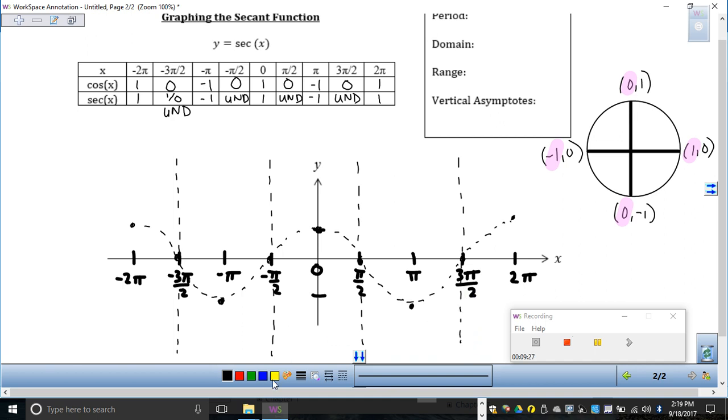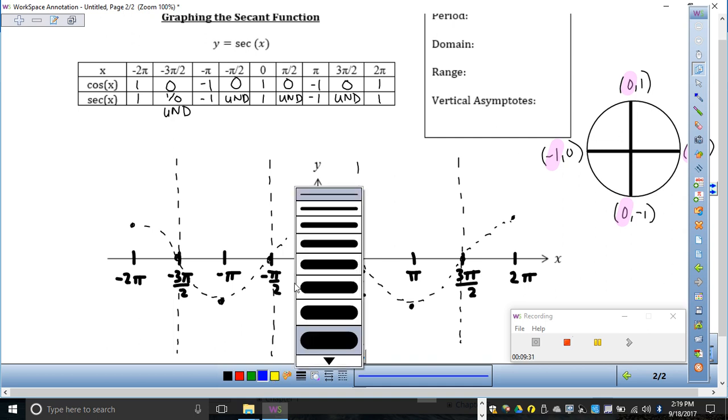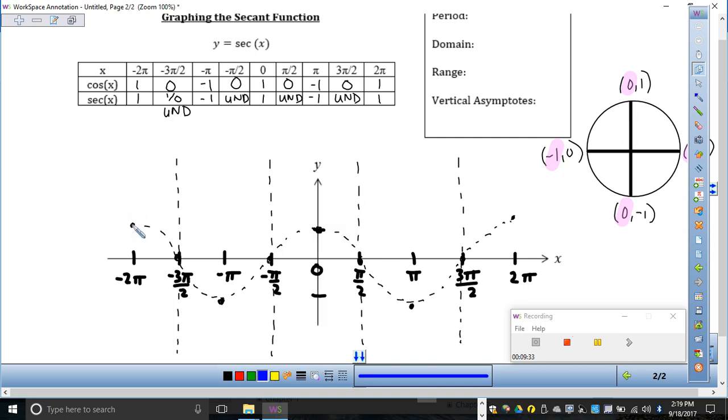Okay, now the points that our graph shares with cosine: over here at negative 2 pi, it's 1 for both graphs. Secant is negative 1 at negative pi, so it shares that point. Secant is 1 at 0. Secant is negative 1 at pi. And secant is 1 at 2 pi. So we're going to still think about doing the U shape here, moving away from the x-axis.